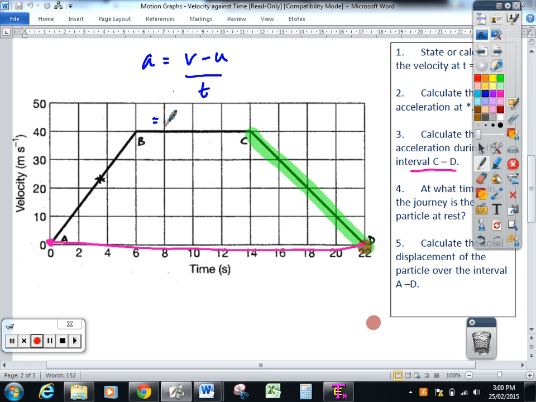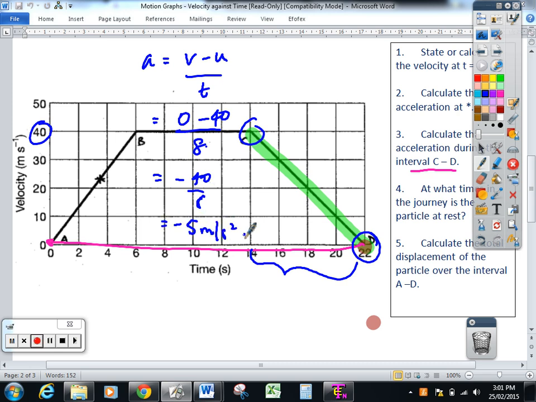V minus u, now the final velocity is 0. The initial velocity was 40. How long did it take for this change? It took that part there, which is from 14 to 22 seconds, and that's 8 seconds. And that's negative 40 on 8, which is minus 5 meters per second squared. Okay. Are we okay with this?